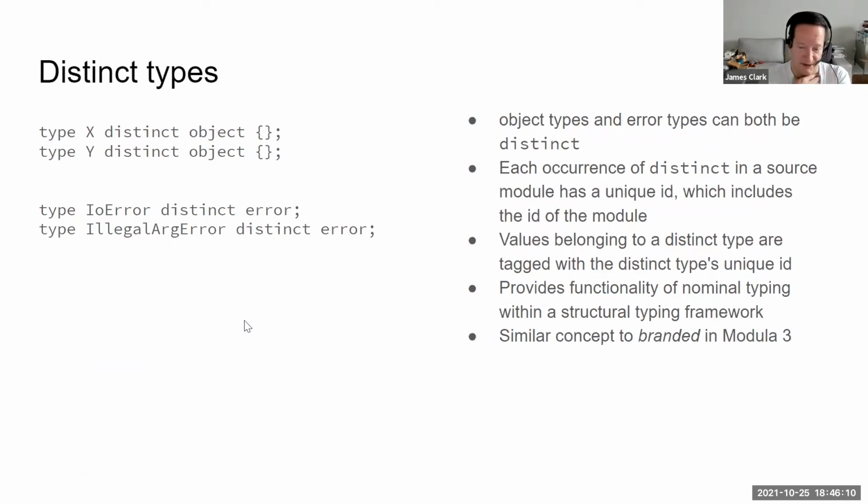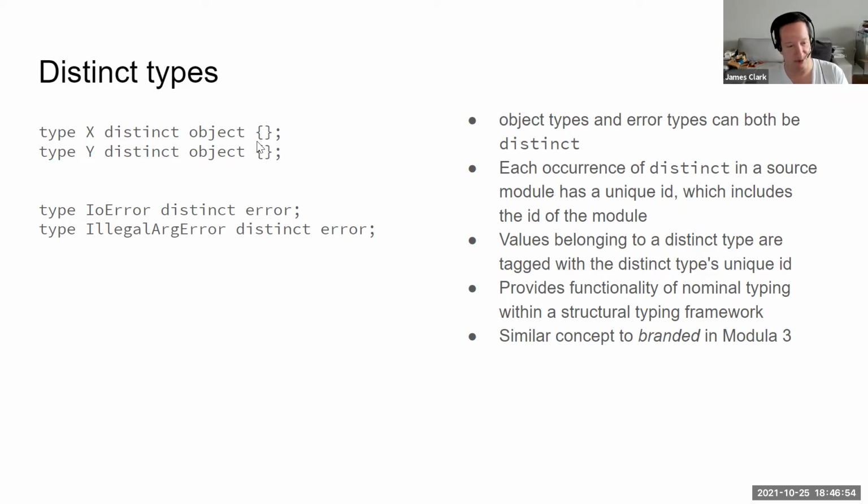We also have something we call distinct types, which is similar to branded in Modula-3. I think it's quite often called branding. So basically, it's adding the functionality of nominal types to a structural typing framework. So if I didn't have the distinct keyword here, X and Y would be exactly the same type. But by saying distinct here, I'm creating a unique brand, a unique type ID. And when I create a value of type X, it will be tagged with a distinct ID, which distinguishes it from things that have the same structure.